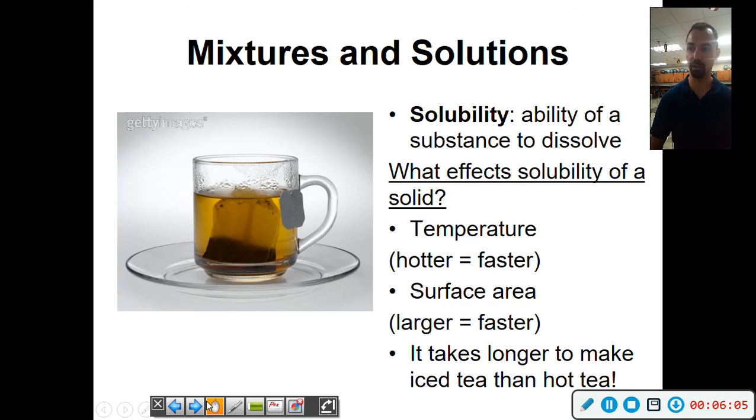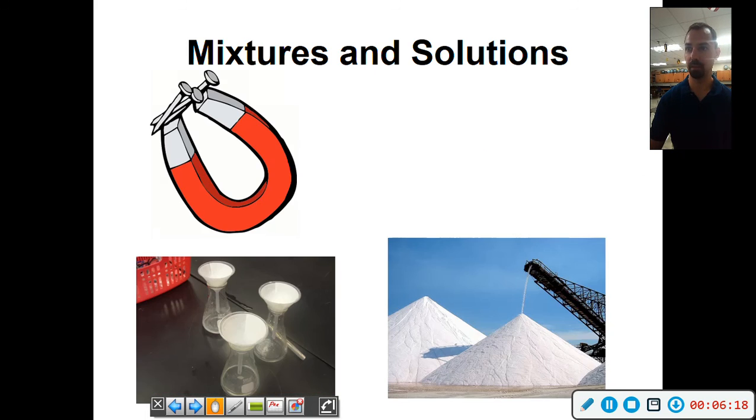And stirring also will help with that matter as well. So it takes longer to make iced tea than hot tea if you were just doing it straight from the tea bag, as an example. So just giving you that analogy.